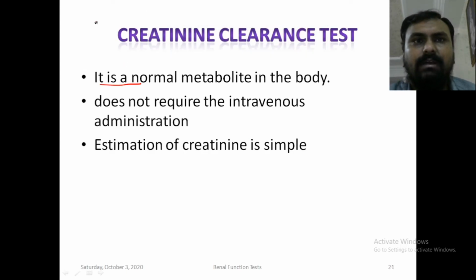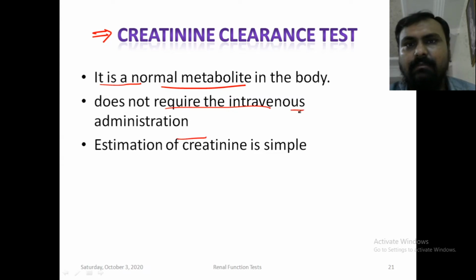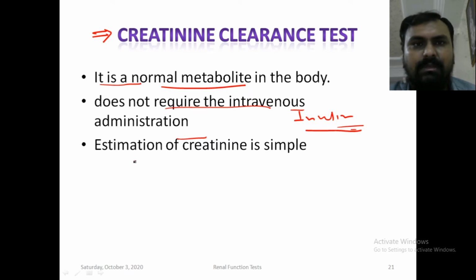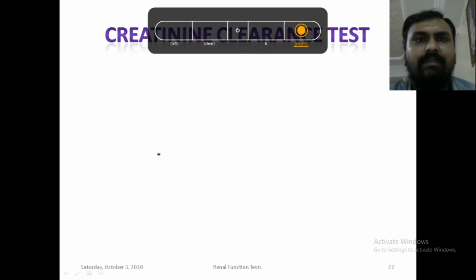So now coming to the creatinine clearance. It is a normal metabolite just like urea. It does not require intravenous administration like for the inulin clearance, where we have to administer it intravenously. Here there is no requirement of that. So estimation of creatinine is very simple.